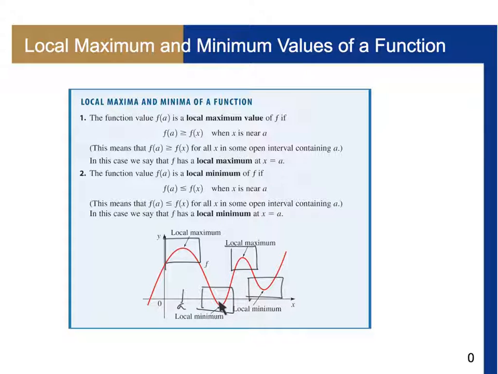Let's label these. Let's call this B. This x value will be C, and this one will be D. So we can say we have local maximums at A and C, based on these. So local maximums at A and C, and the actual local maximum values are the y values. And then we can say local minimums at B and D.